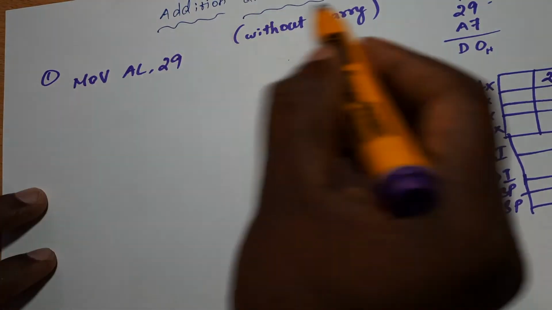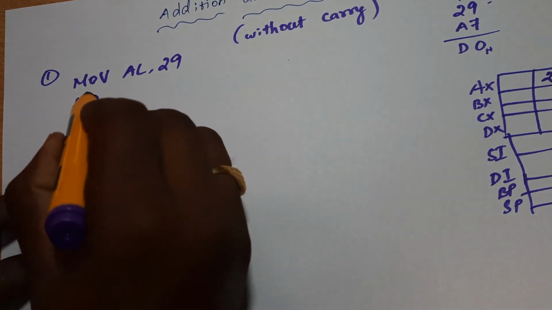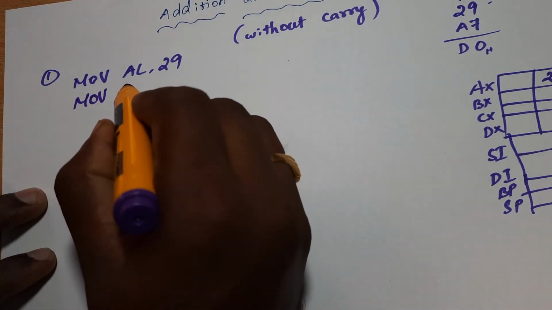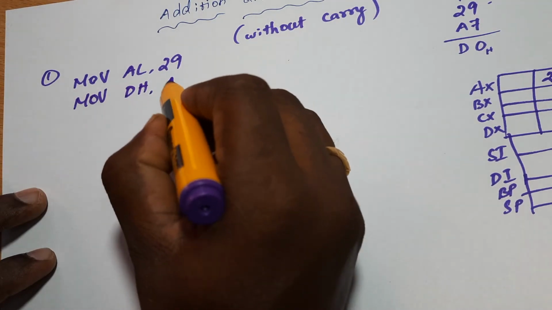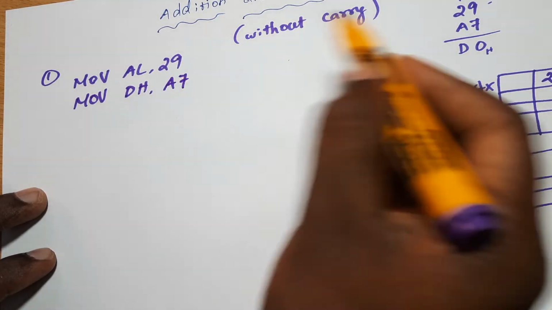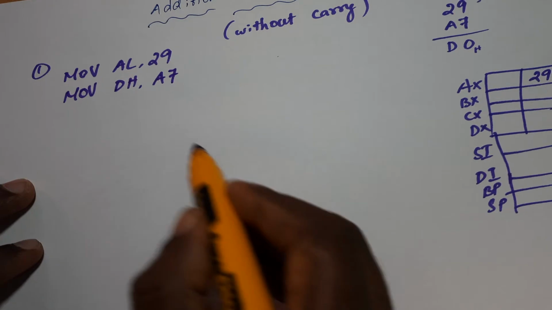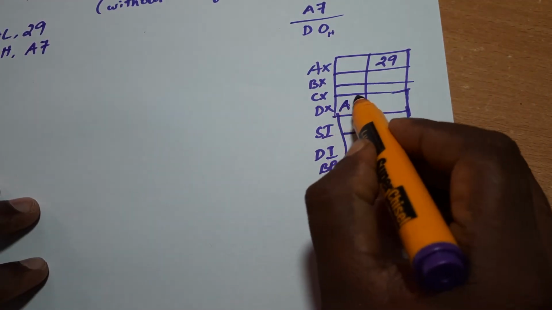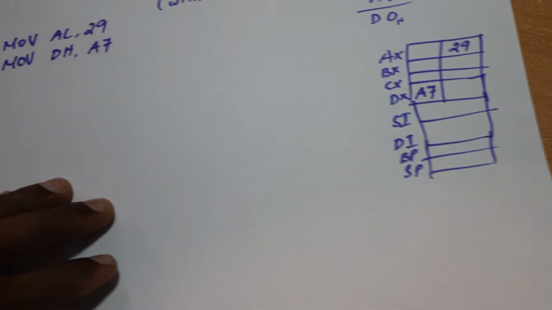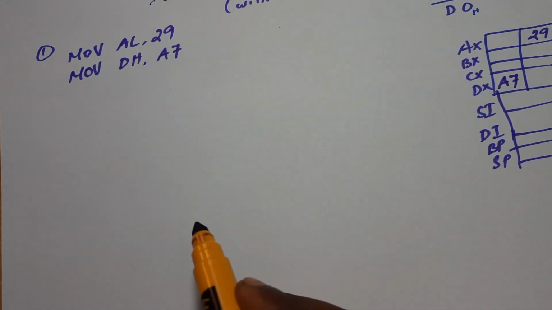Next, the next data has to be moved. So move, say I am choosing DH. As an example, it's A7, the second data, and both data are moved. After this instruction executes, here we will have A7, and then next we need to add.